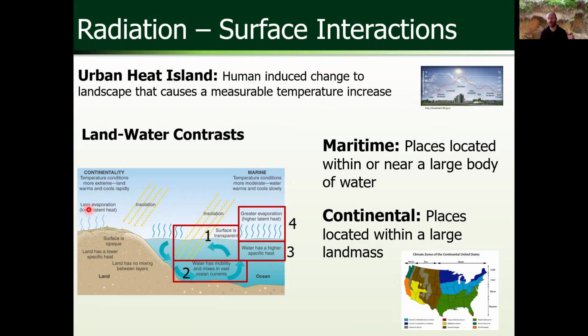Okay, now we can also compare land and water. Going back to that lecture, there are really four major ways in which radiation interacts with water differently than land. One is that water is semi-transparent, meaning radiation is transmitted down into the water column and is not all absorbed right at the surface. Two, there is a tremendous amount of convective movement of energy, convective cycling within bodies of water like Lake Superior or the ocean.